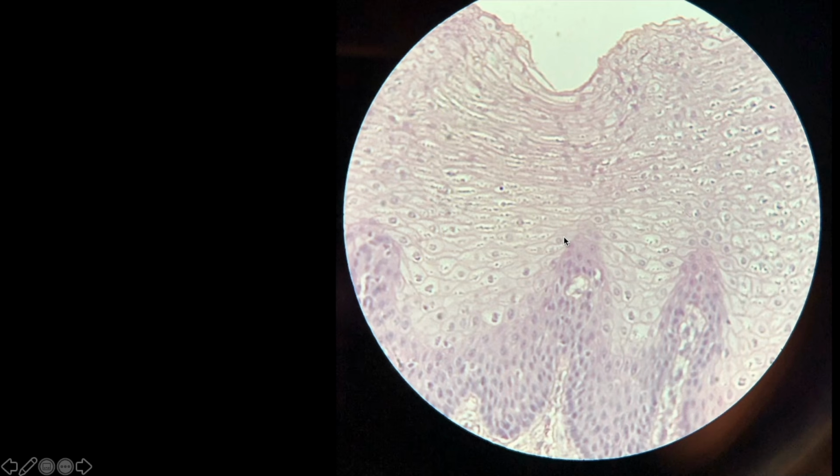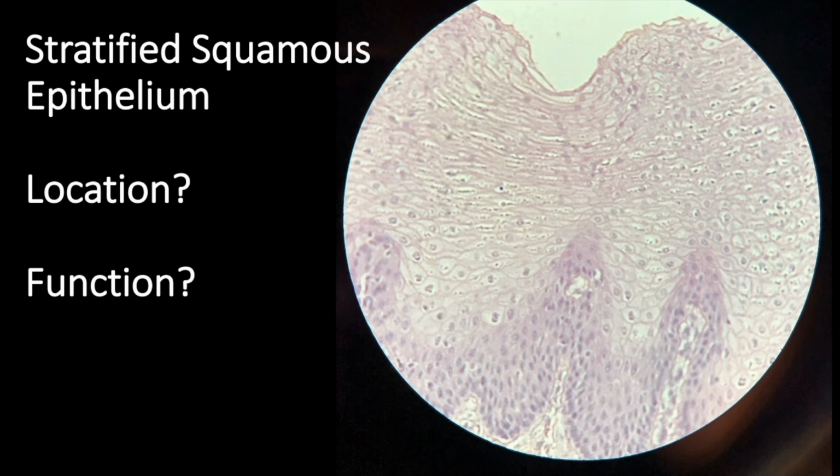This means that this must be not simple, but stratified. This is stratified squamous epithelium. Why stratified? Well, because the only cells that are touching the basement membrane are way down here. All the rest of these are on top of each other, on top of each other. Why squamous? Well, because they look squashed. They look like someone came by and drove over them with a truck. Stratified squamous epithelium.